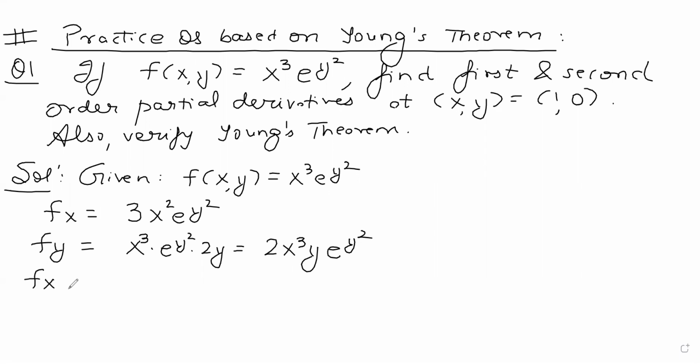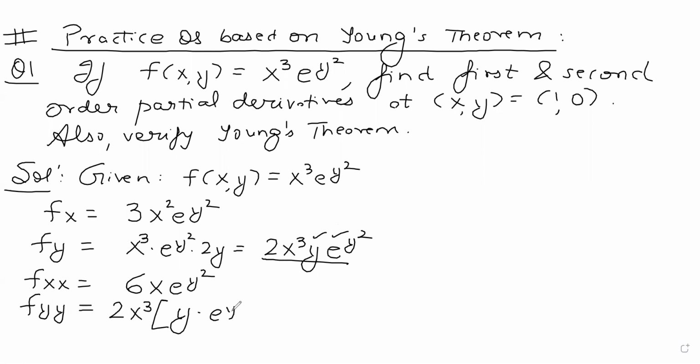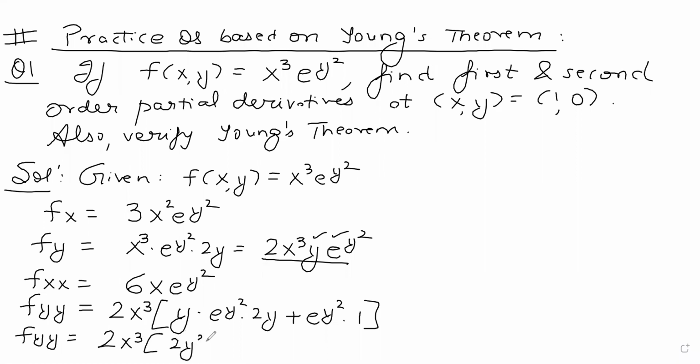Then fxx will be: differentiate fx again with respect to x, so it's 6x e to the power y square. Fyy will be: differentiate fy again with respect to y, so it's 2x cube times, we can apply the product rule with this term and this term, so y into e to the power y square into 2y plus e to the power y square into the derivative of y, which is 1. So my fyy comes out as 2x cube times 2y square e to the power y square plus e to the power y square.